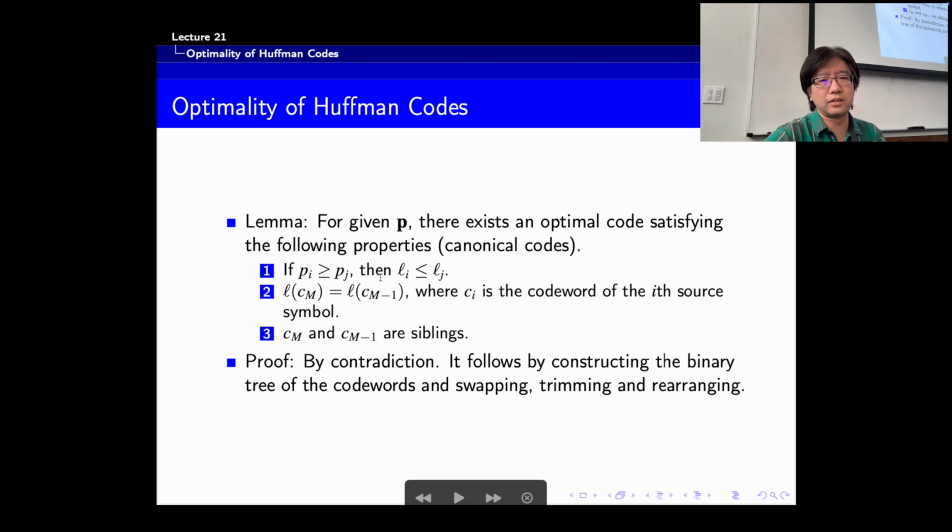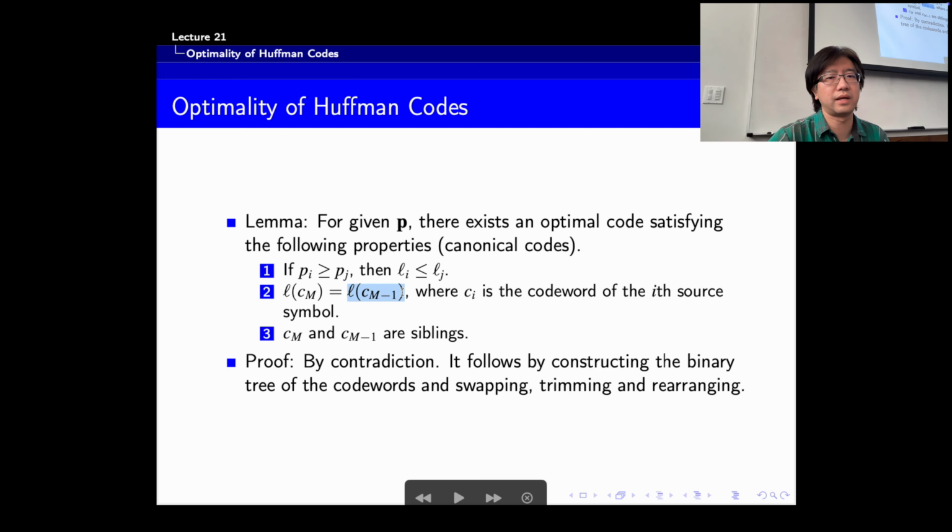And then from here, we can show, okay, for the last two symbols, C_N and C_{N-1}, those are the symbols with the least probabilities, right? For those, we know the length of this one would be bigger than or equal to the length of this one, right?